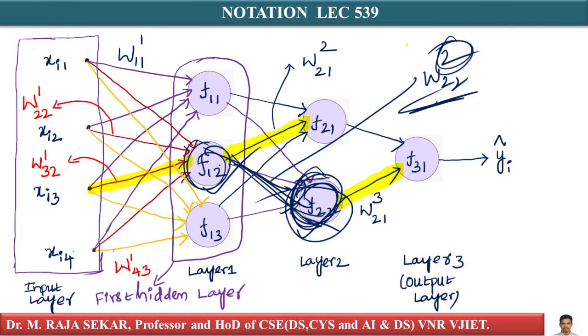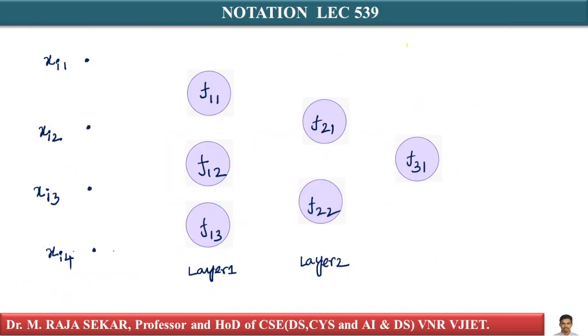Now look at it. Let me redraw it again. I have 4 inputs: xi1, xi2, xi3, xi4, and I have 3 neurons here. What are the neuron numbers? F11, F12, F13. I have 2 neurons here: F21, F22. And the last neuron, what is my last neuron? F31.